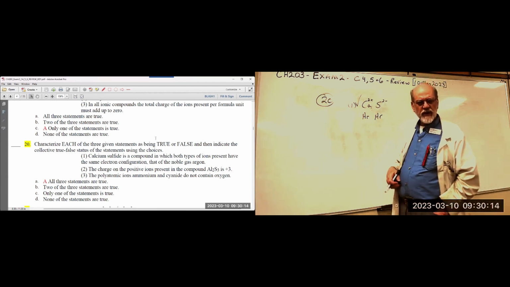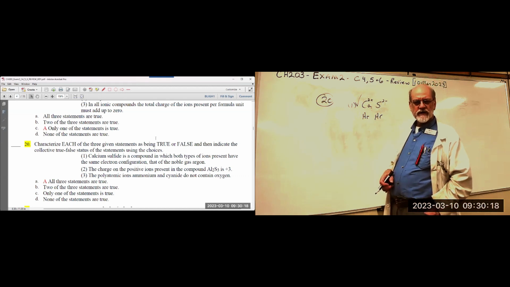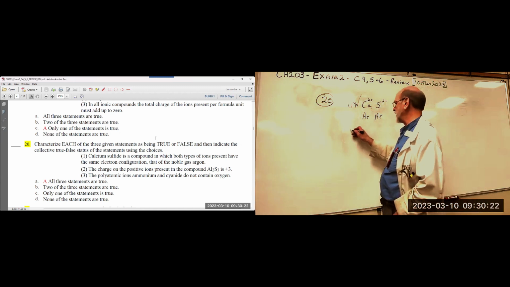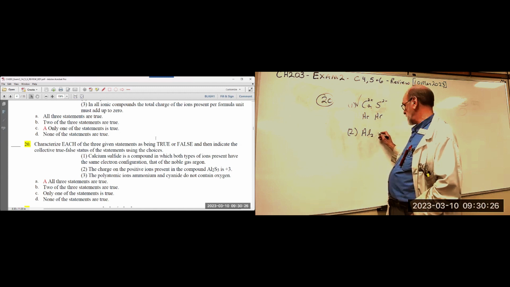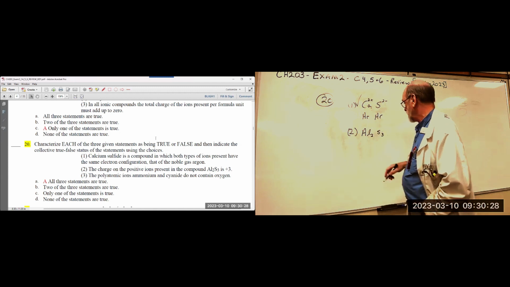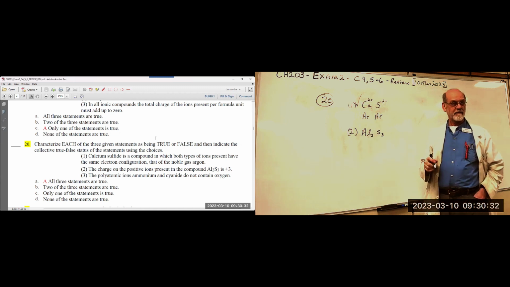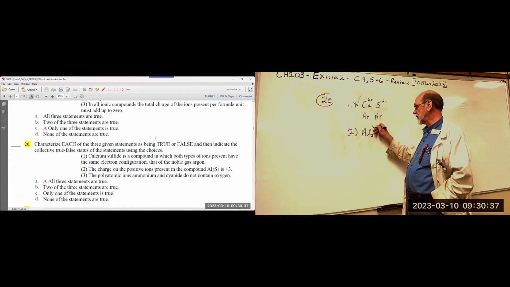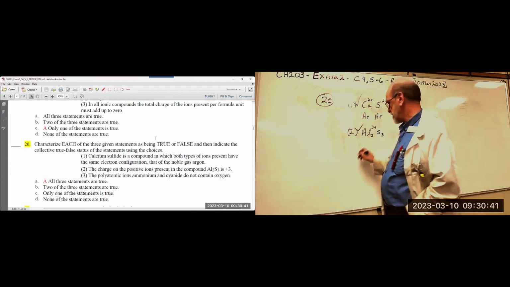2, the charge on the positive ions present in the compound Al2S3 is +3. On the positive ions. Yes. Great. So which one's positive? That one, the first one. It's a metal. And aluminum is always 3+. So that one's true. How about 3?